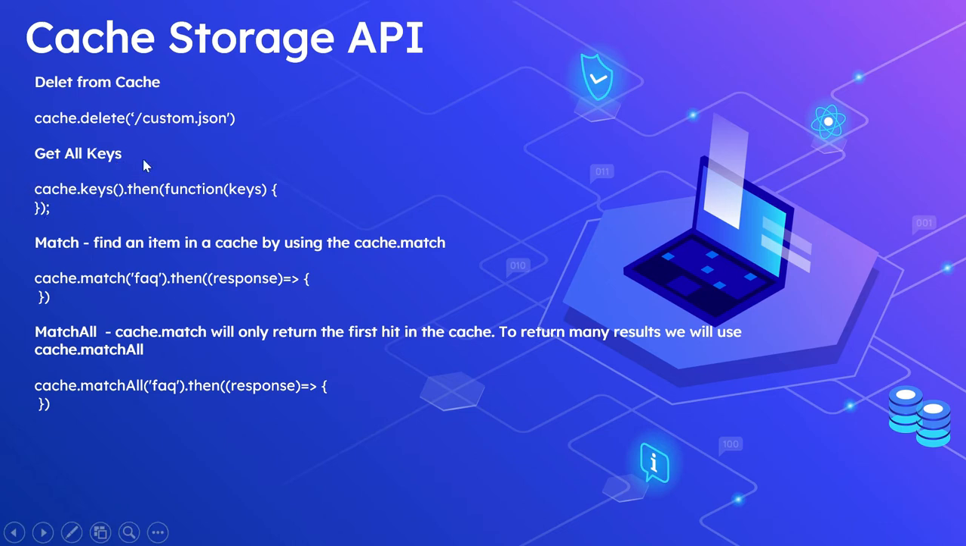The next one is get all keys, cache.keys. It will return all the cache keys available in the cache store. Then match: you can find an item in a cache by using cache.match. Here we are specifying the request URL, then it will return you the response. But it will always return one response. If you want all the matching responses, you can use matchAll.